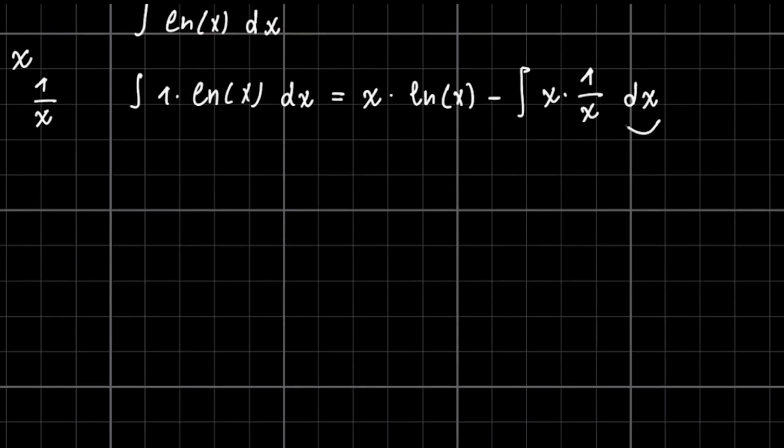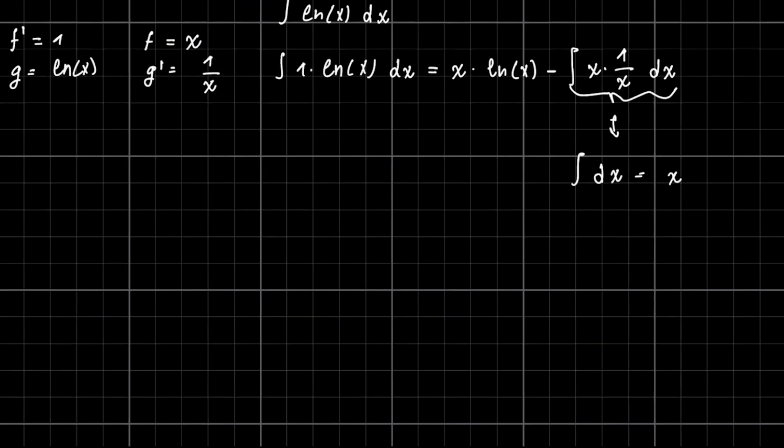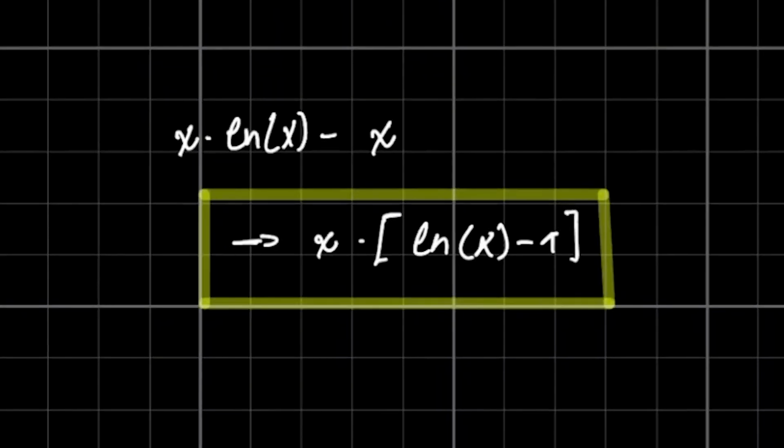So we will just solve this integral right here. We simplify it: x over x is basically just 1 dx. 1 dx is just dx, and then the integral of dx on its own is basically just x. And that's what we have at the end of the day. As an answer, we have x times ln of x minus x. And we can rewrite or simplify it, so we can say this is x times (ln of x minus 1). And that is my final answer for this.